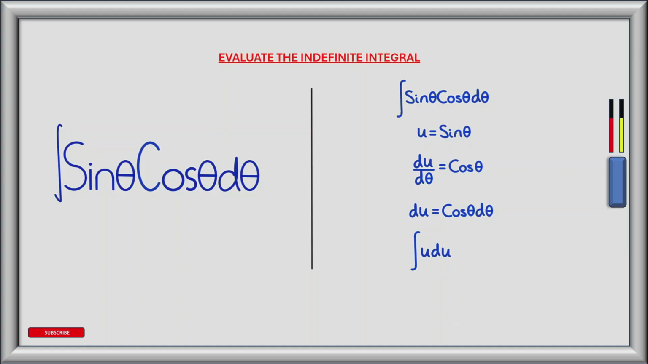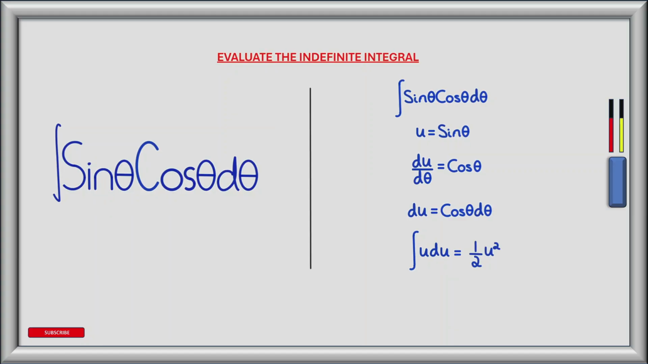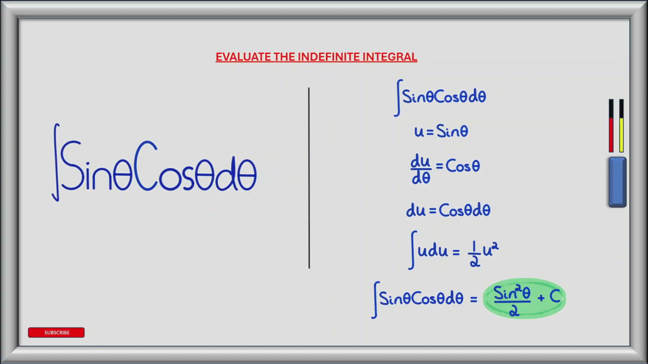dθ, our original integral of sine theta cos theta dθ becomes the integral of u du. And using the power rule to evaluate this integral, the integral of u du is equal to 1/2 u squared. And now substituting back in for u, where u is equal to sine theta, we see that the integral of sine theta cos theta dθ is equal to sine squared theta divided by 2 plus a constant of integration c.